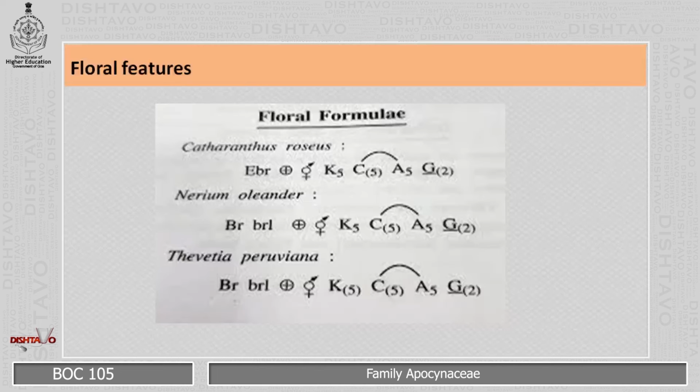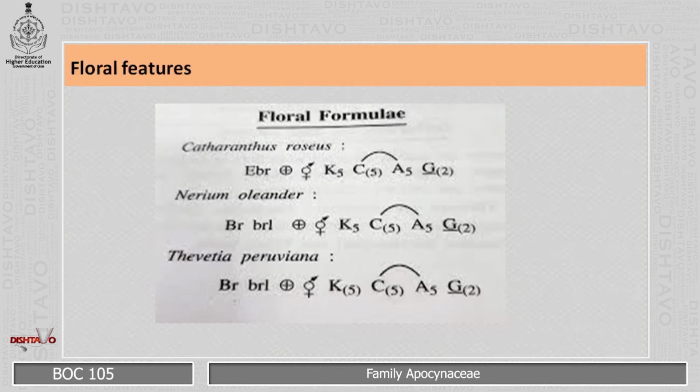Then we have corolla 5, they are put in brackets. Corolla is gamopetalous. So petals are united. And in the androecium, the stamens are 5 attached to the petals. Therefore, they show the attachment of corolla with the androecium. And in the gynoecium, you find the carpels are 2. The carpels are fused, as I said, syncarpous, and they are a superior ovary. Superior means you will find a line underneath the G.